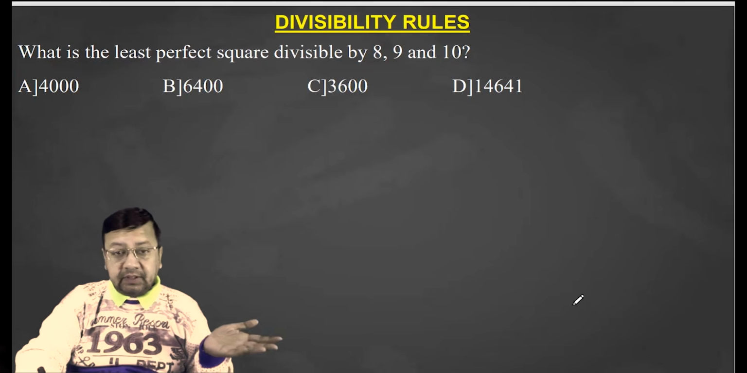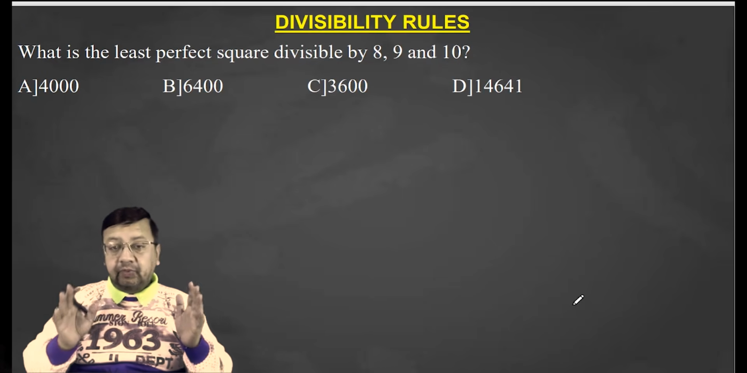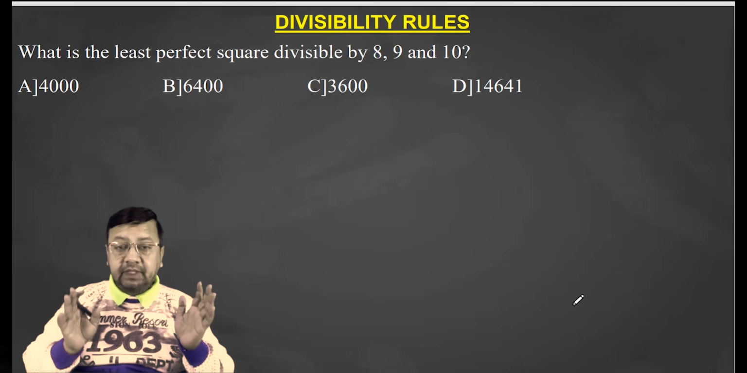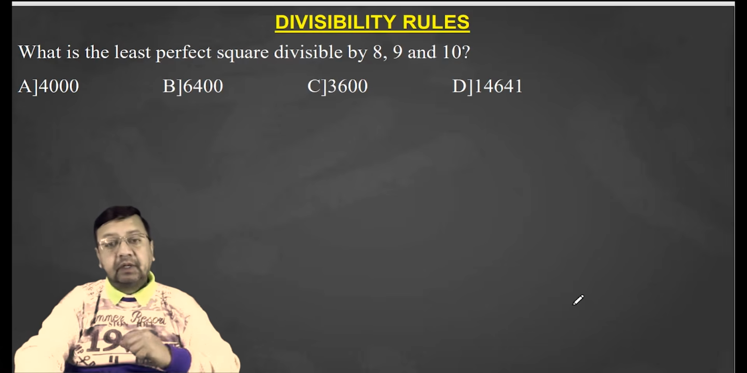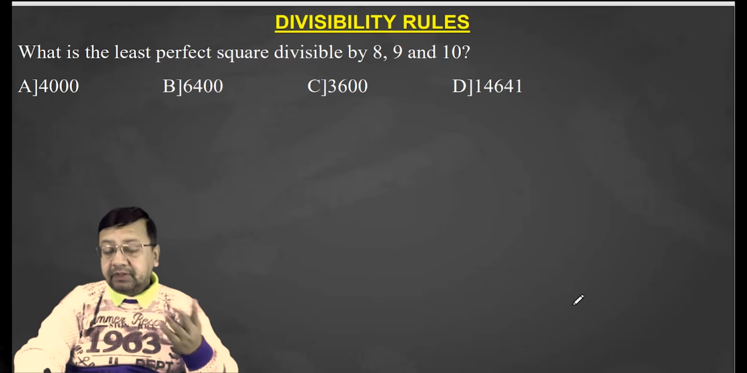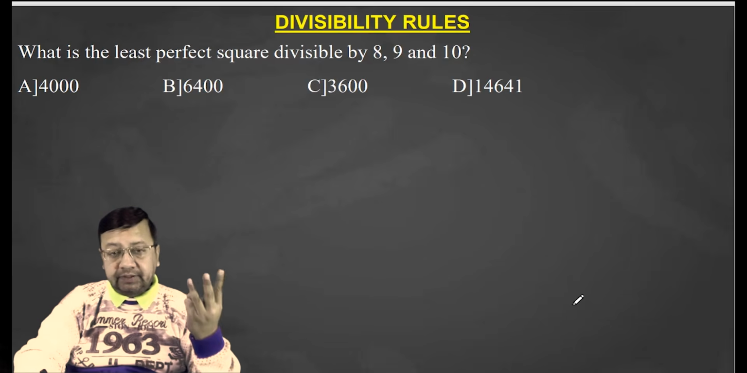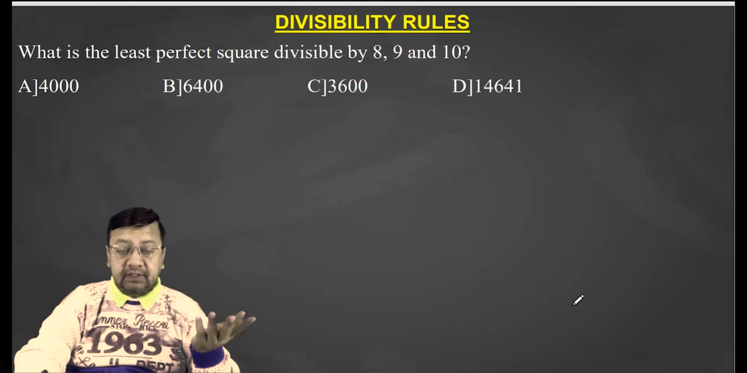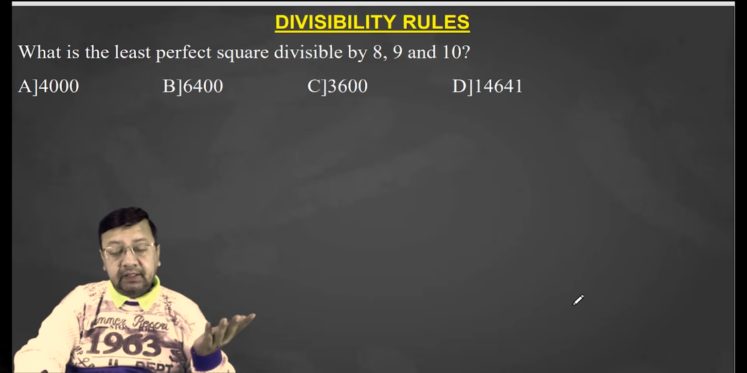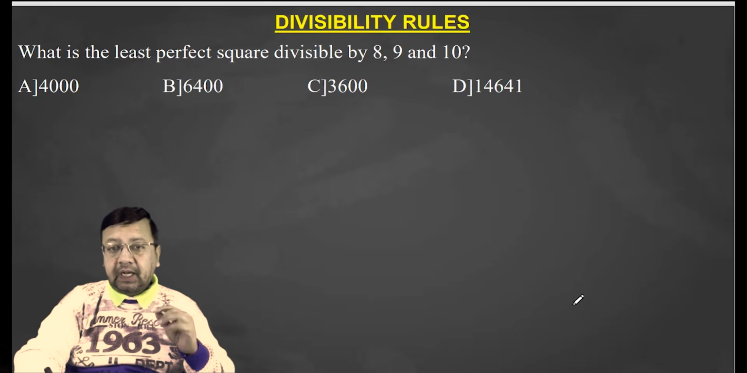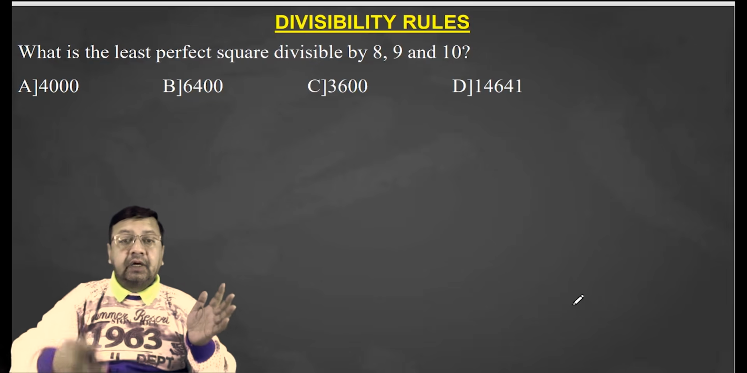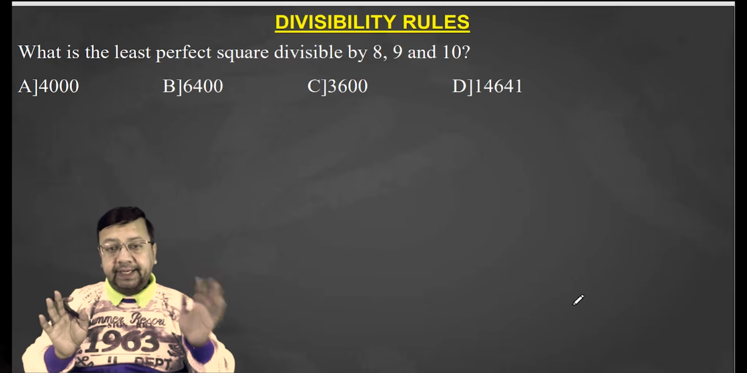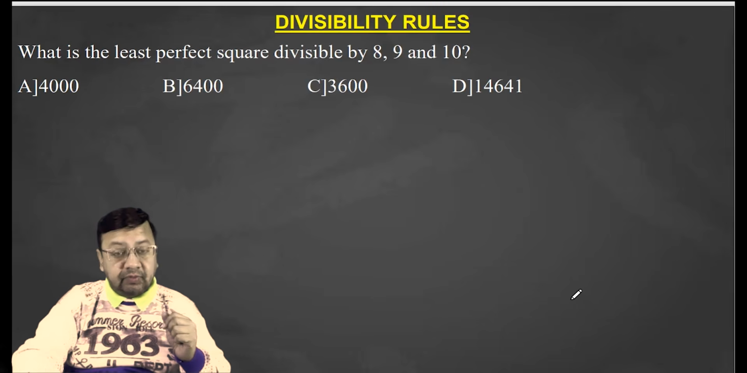Now, this is the first question: what is the least perfect square divisible by 8, 9, and 10? So in this, what do I need to check? I need to check one number which should be perfectly divisible by all the three numbers 8, 9, and 10. Now, recall the rules. First, number 8, what is the rule? The last three digits should be divisible. 9, what is the rule? The sum of the digits should be divisible. 10: the last digit should be 0. And I need one number which is a multiple of all these three numbers 8, 9, and 10. So now what should I do?